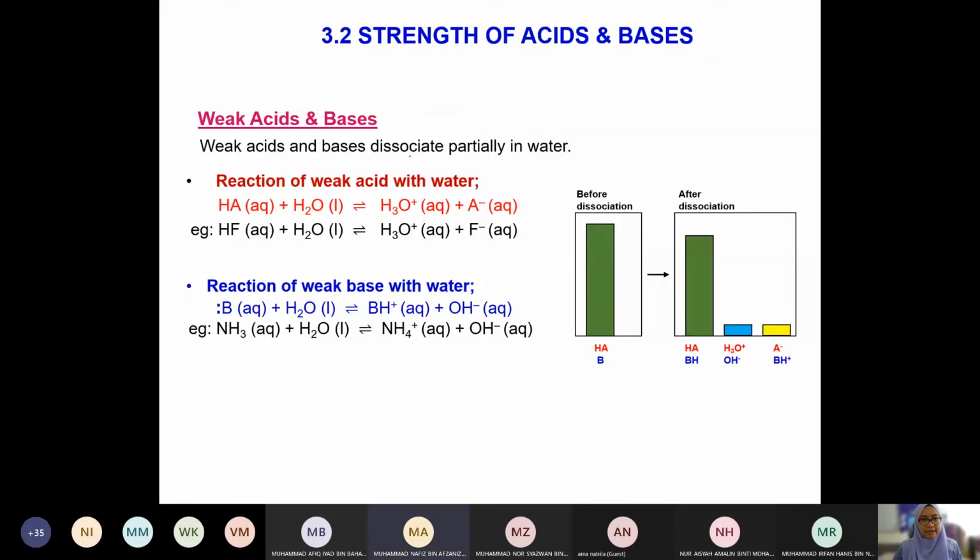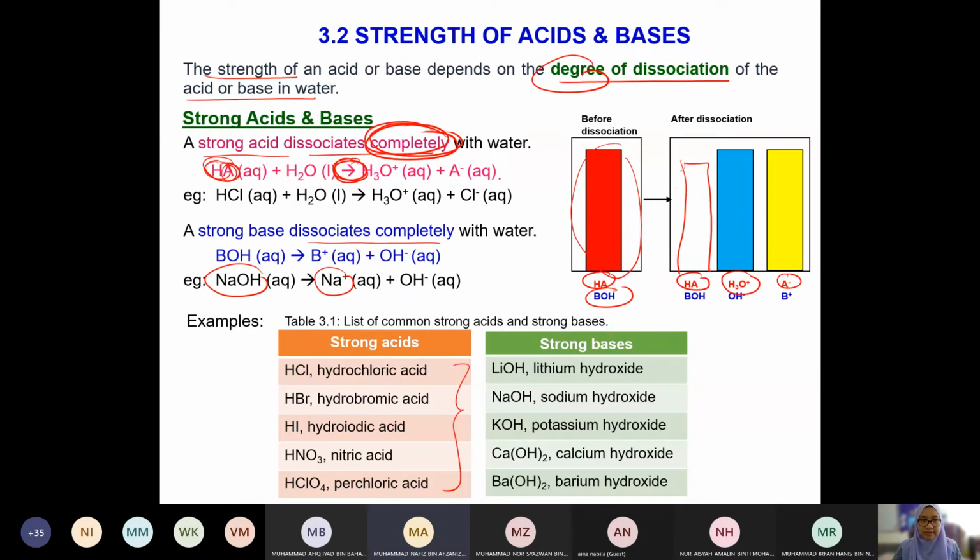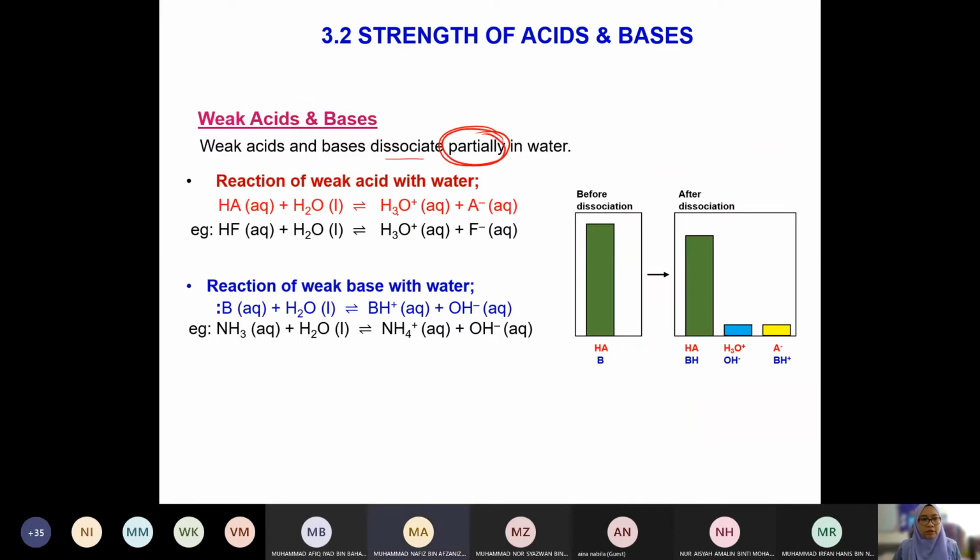So this is a weak acid. It dissociates, see the word partially. Just now what was it? Completely, guys. This one partially in water. If we react an acid in water, this is basically the same as the strong one earlier. Can you see the arrow there? This is reversible, it is actually reversible, do not forget. It will produce H3O+ and A-. Like I said yesterday, it actually produces H+, but H+ is very unstable, very reactive. It will react with water to produce this hydronium ion.